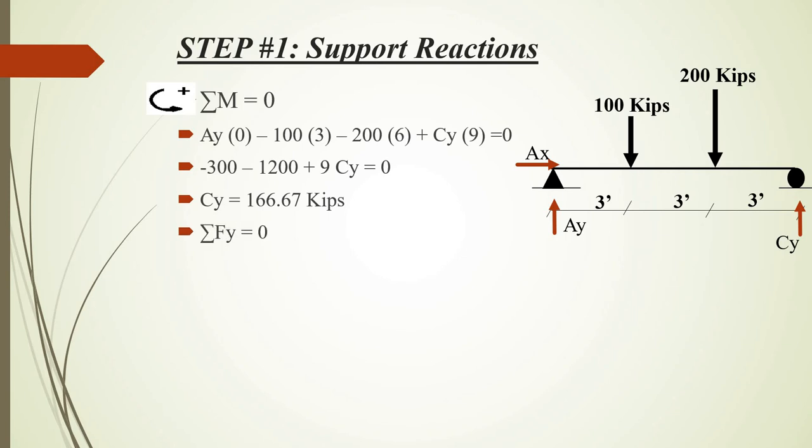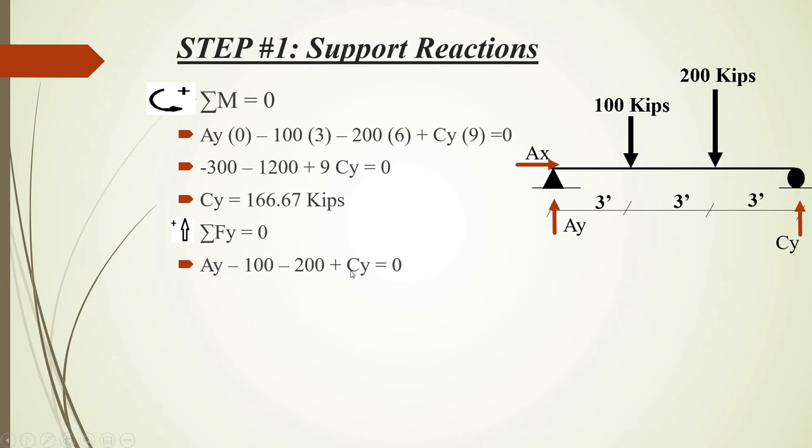Now, I'll move on to the next equation, and that's sigma Fy, and I'll take upwards as positive, like I've mentioned in the previous slide. Now, the first vertical force I'm coming across is Ay. And that's going upwards, so I'll take that as positive. The next force that I come across is 100, and that's going downwards, so I'll take that as negative. Now the next force I come across is 200, and that's again going downwards, so I'll take a negative, and then the last force is Cy, and that's going upwards, so I'll put a positive sign. The summation of all of these would be 0.